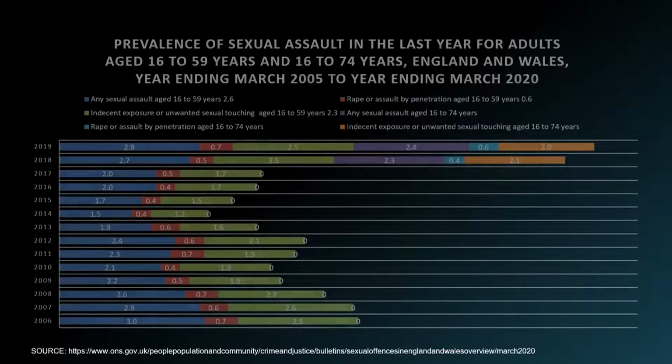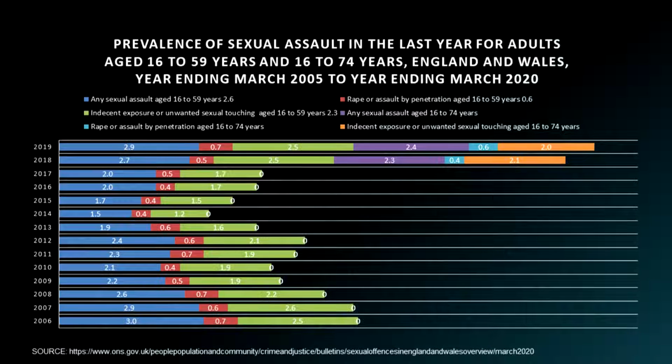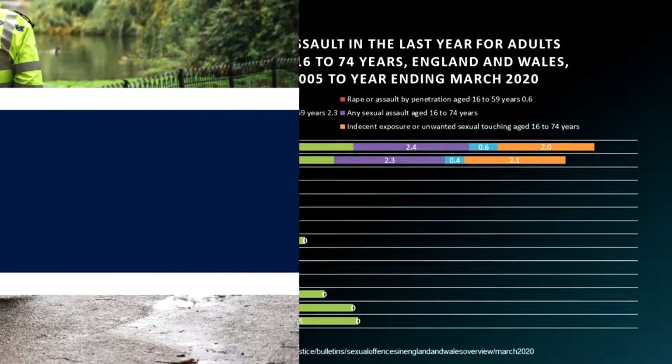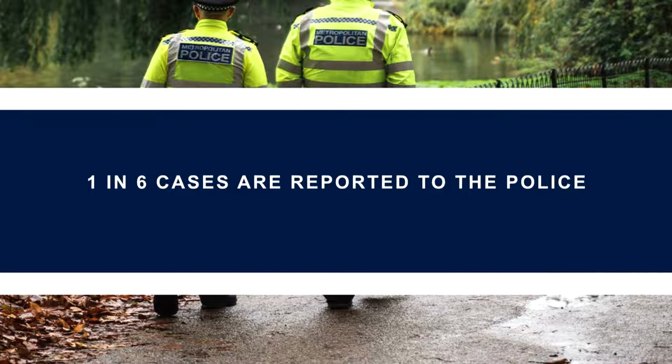Sexual assault, child sexual abuse and indecent assault has over recent years been on the increase here in the UK, although last year's lockdown did see a small reduction in cases. And while the number of reported cases is high, almost 163,000 last year in the UK, it is estimated that fewer than 1 in 6 cases are reported to the police.